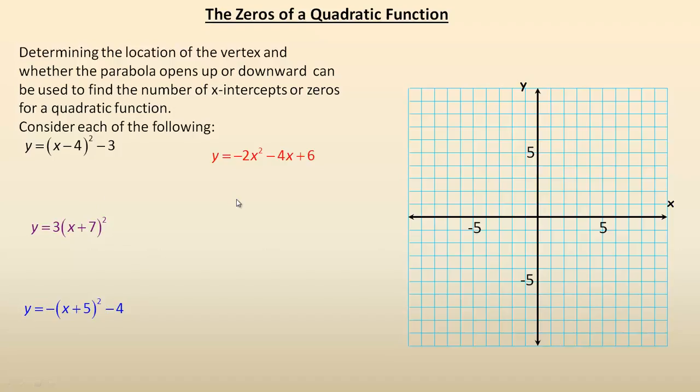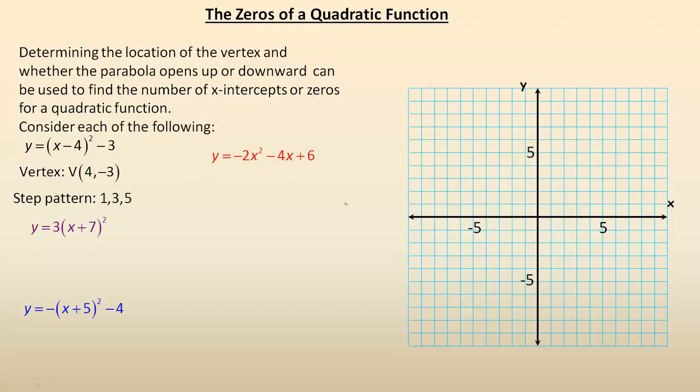So we're going to look at four functions here. The first one is y equals (x minus 4) squared minus 3. So the vertex of this would be at (4, negative 3). And since a is 1 here, the step pattern would be just the standard 1, 3, 5.